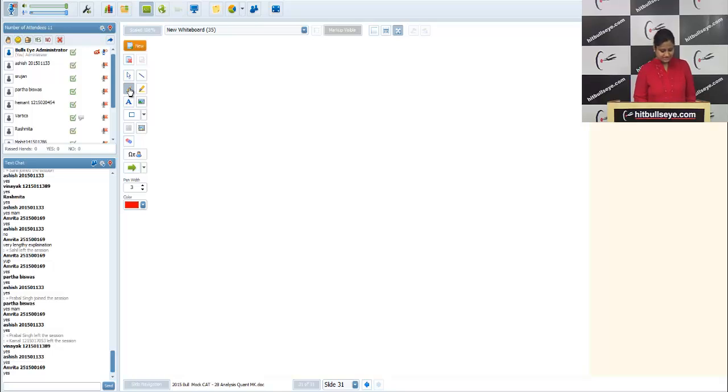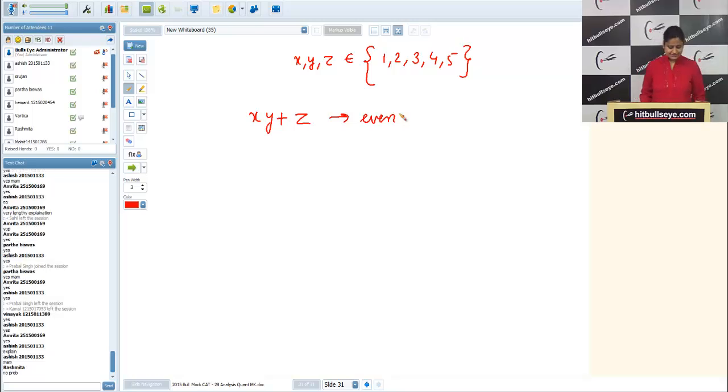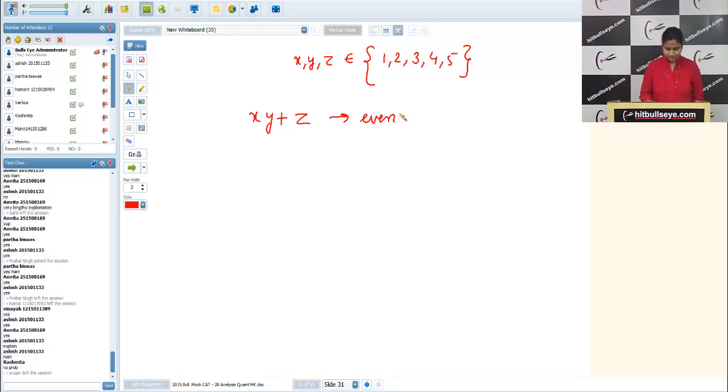Let x, y, z be 3 numbers, not necessarily distinct, chosen randomly with replacement, and x, y, z belong to 1, 2, 3, 4, 5. What is the probability that xy plus z is even? Yeah, any problem in this question? That was a difficult one. Yes, let us see. Good.